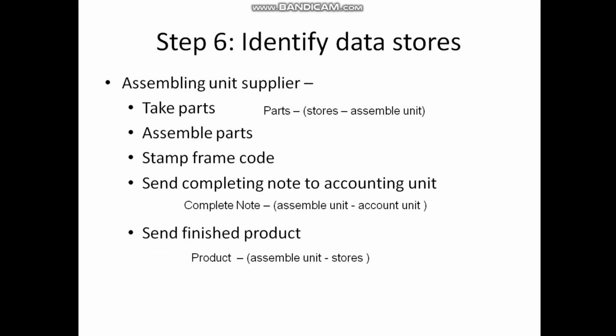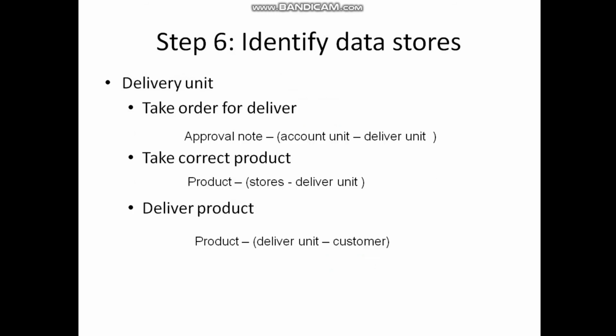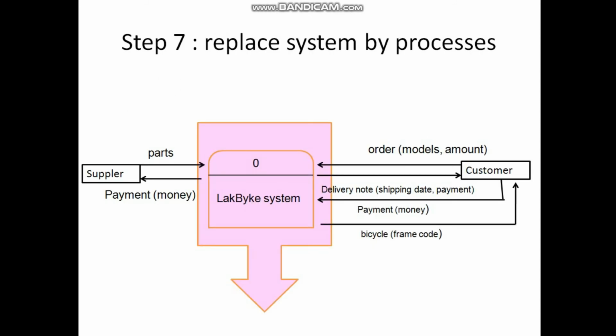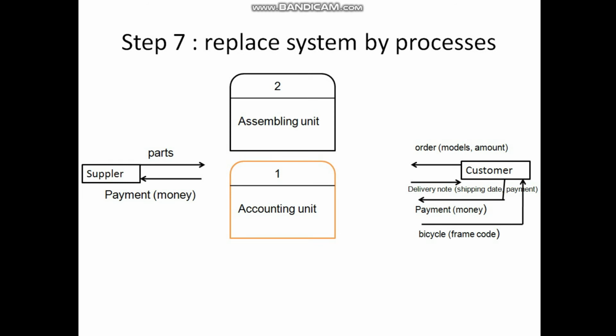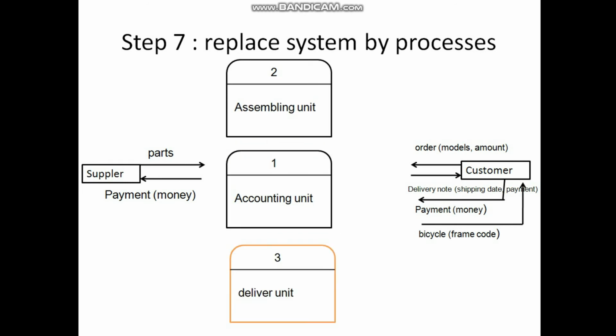Assembling unit: under the assembling unit we have stores under the take parts task, as well as the same stores under the send finished product task. Delivery unit: under the delivery unit we can see the same stores. Now we have collected all the necessary information to draw the DFD1. Now I am going to replace the system by the selected process units as step 7. First accounting unit, then assembling unit, last delivery unit.